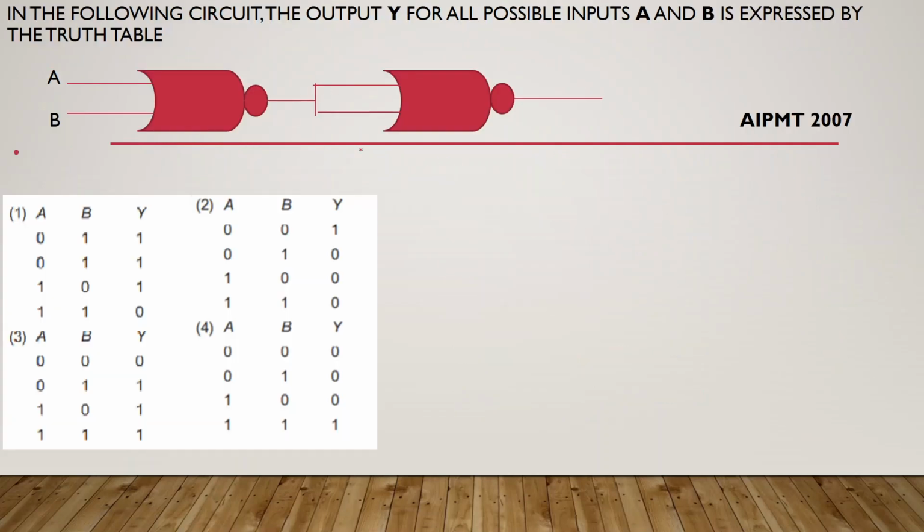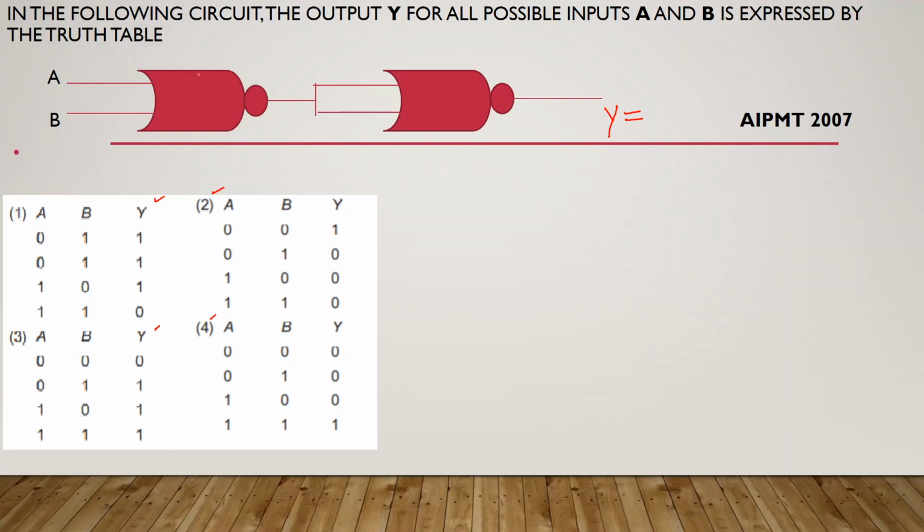See here, he has given two circuit diagrams. In the following circuit, the output Y for all possible inputs A and B is expressed by the truth table. Now he has given this circuit diagram. He is asking which of the following options this circuit diagram represents. So first of all let us find out which logic gate it represents.